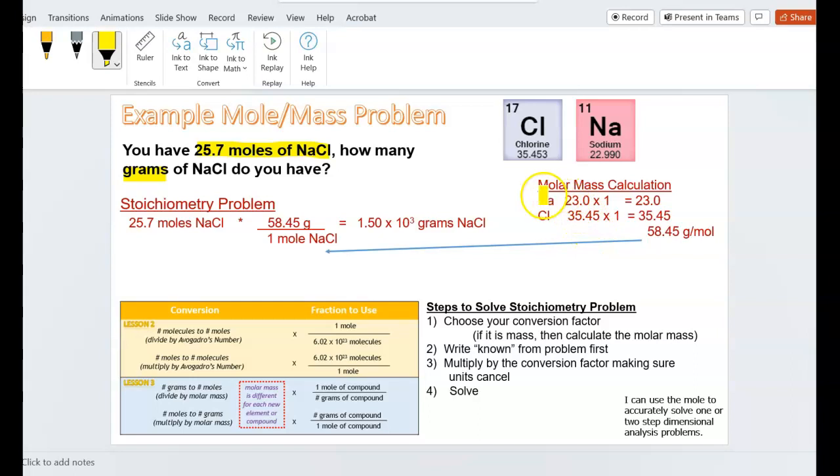Well, off to the side, I'm going to find the molar mass of sodium chloride, which I did, and then take that and plug it back into the problem. This time the mole is on the bottom because I'm starting with moles of sodium chloride. So I want to make sure they cancel, which puts the molar mass on the top. And this time I'm going to multiply 25 times 58 and get your answer.